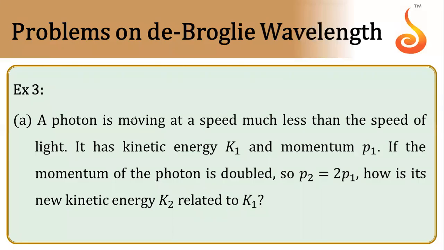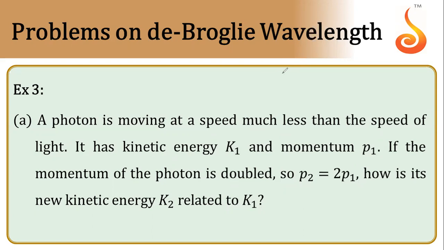Okay, this is example number 3. In this one, there is a particle which is moving at a speed much less than the speed of light, and it has a kinetic energy k1 and momentum p1. If the momentum is doubled, like the final momentum becomes twice the initial momentum, how is the new kinetic energy related to the initial kinetic energy?